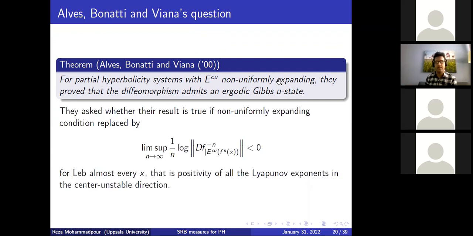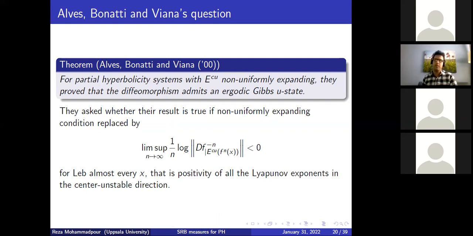That is why Alves, Bonatti, Viana ask this question. They ask whether the result is true if the non-uniformly expanding condition is replaced by the largest Lyapunov exponent of the inverse, restricted to E^CU, which means that all Lyapunov exponents in the center are positive along the unstable direction. They ask this question.